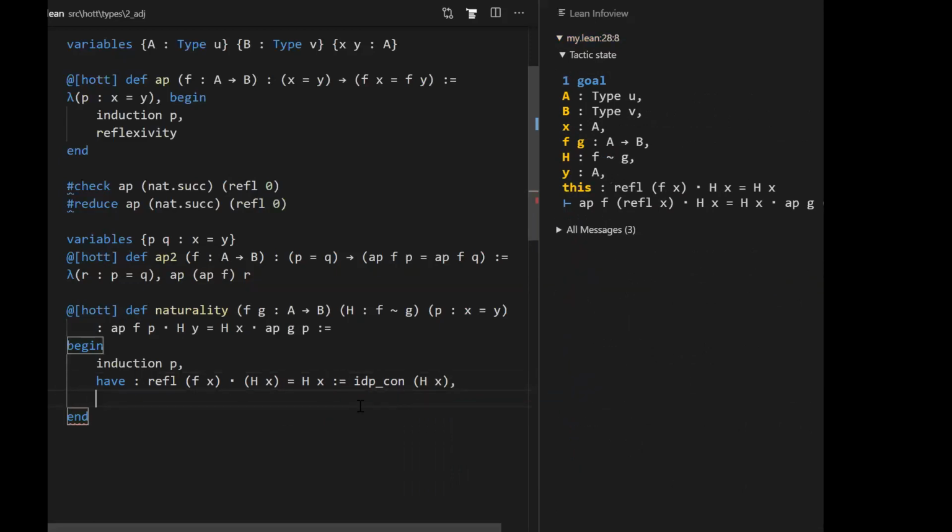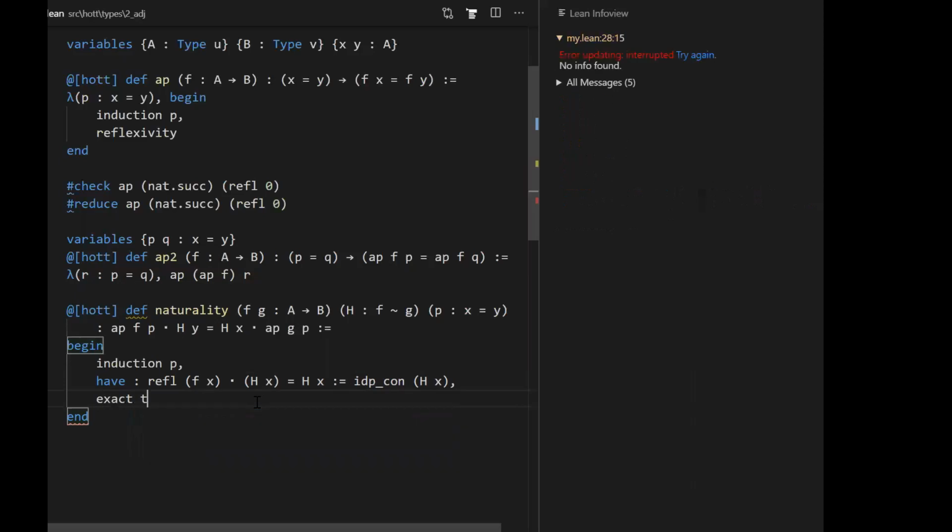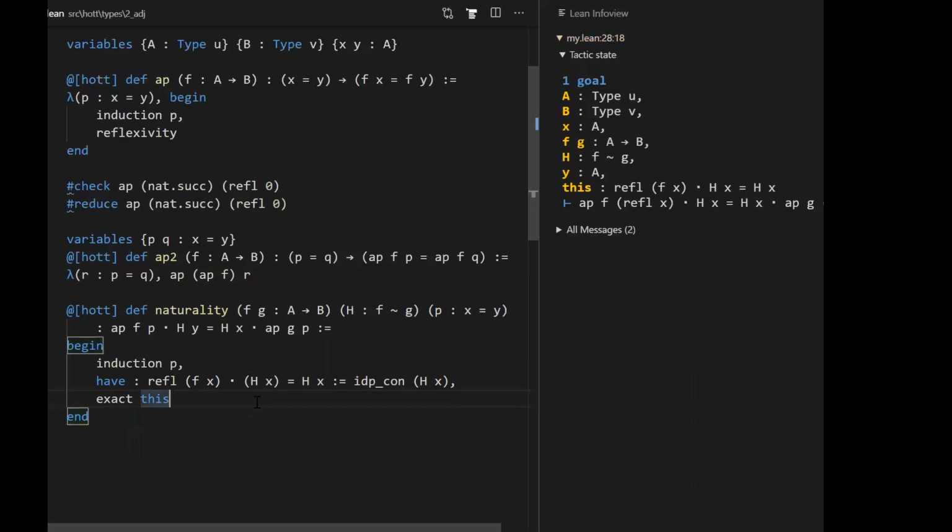And the other nice thing about Lean is that because of the way path induction is defined, h of x concatenated with refl x is actually just reflexively equal to h of x. And so what that means is that this new assumption that we have here, that refl f of x concatenated with h of x equals h of x, is actually enough to just finish the entire thing. So that's kind of nice.